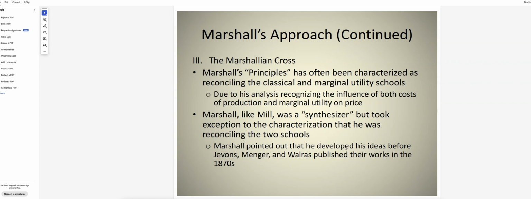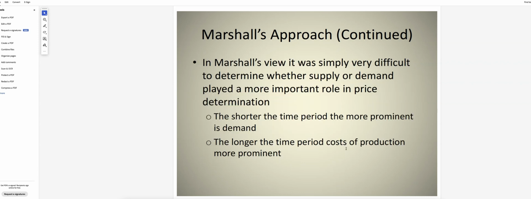What's interesting is that he's writing this book starting in 1867. He's coming up with these ideas before Jevons, Menger, and Walras are doing those ideas in the 1870s. So even though his textbook doesn't come out until 1890, he's working on the ideas before the utilitarians are working on them, which we looked at in the 1870s.